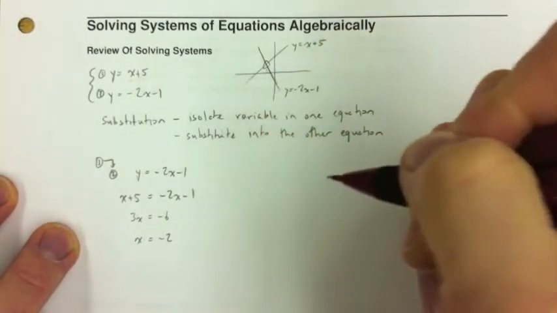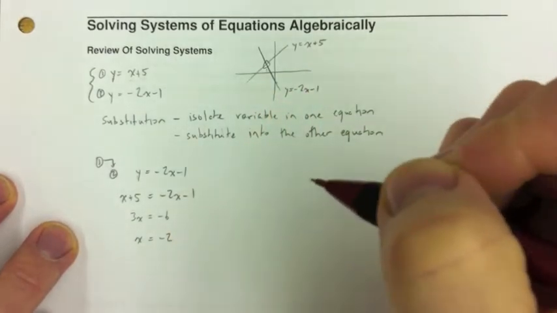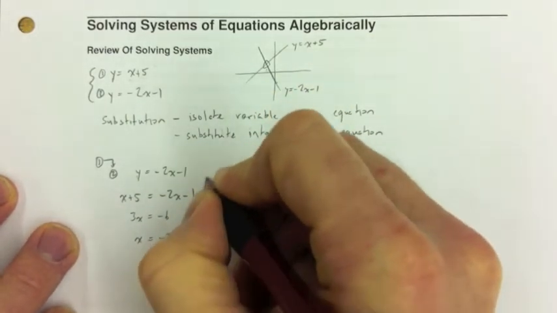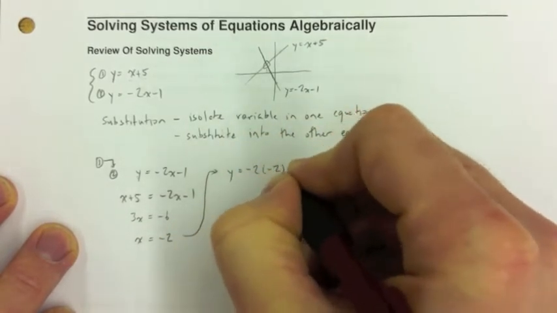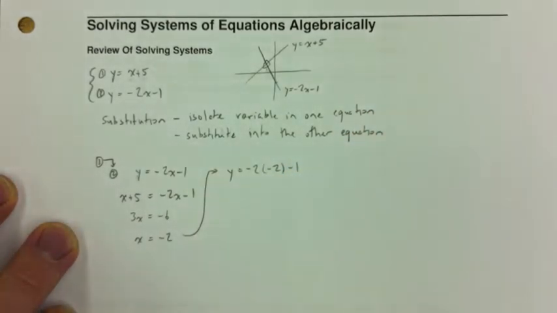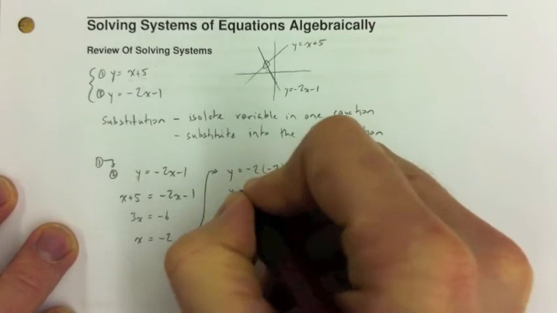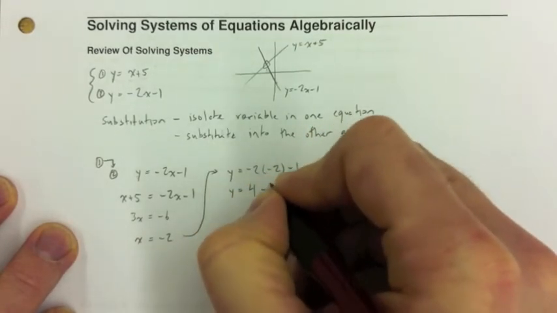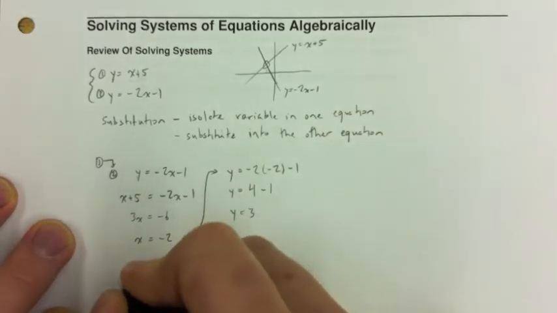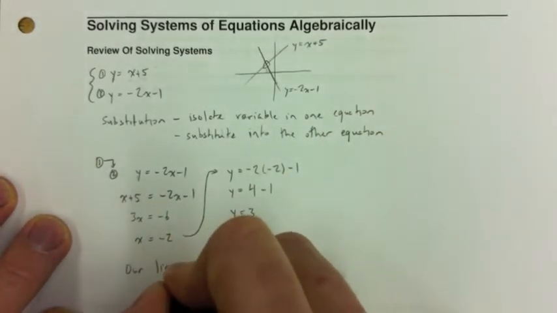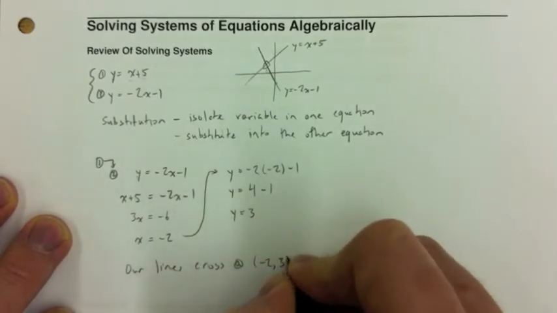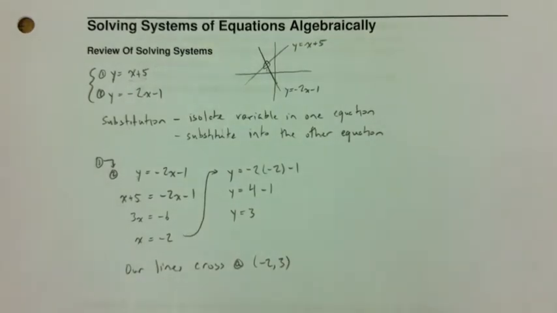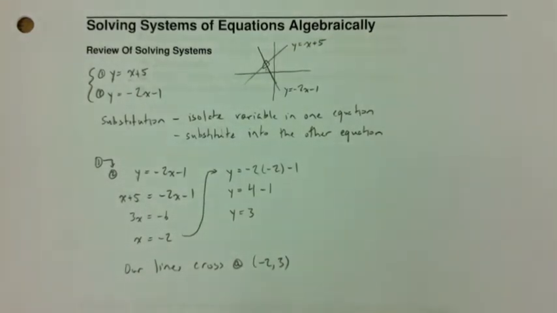That tells us that the x-coordinate where these two lines cross is negative 2. To figure out the y-coordinate, we substitute our value of negative 2 into one of the equations. Negative 2 times negative 2 is 4. 4 minus 1 is 3. So our lines cross at negative 2 and 3. This is a solution of a linear system using substitution.